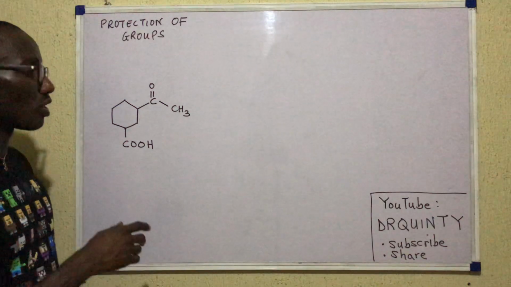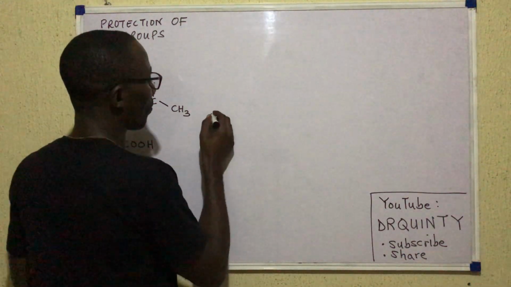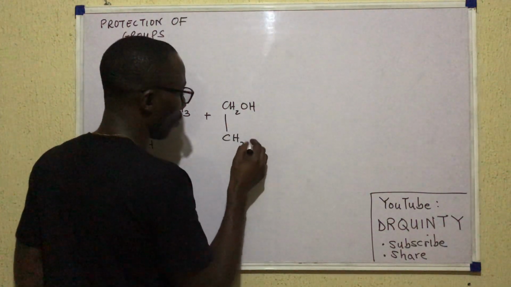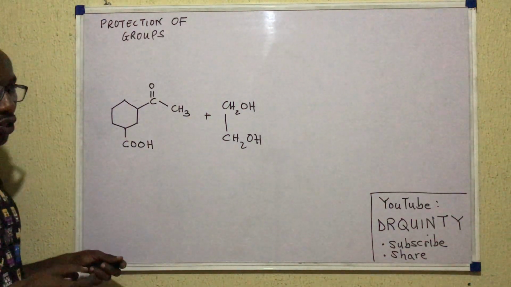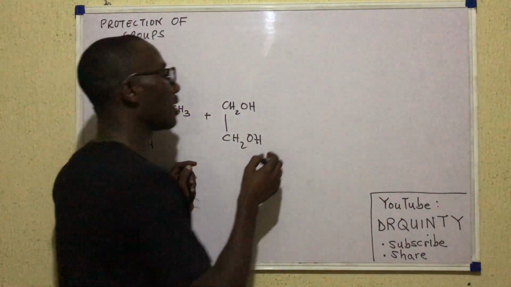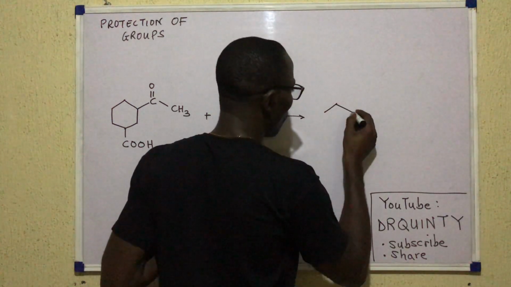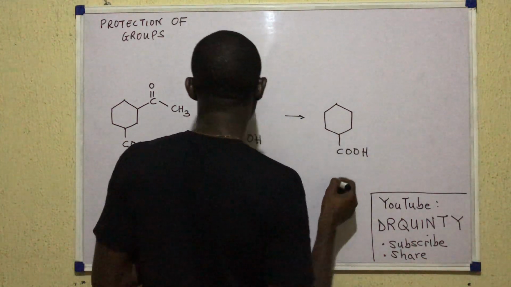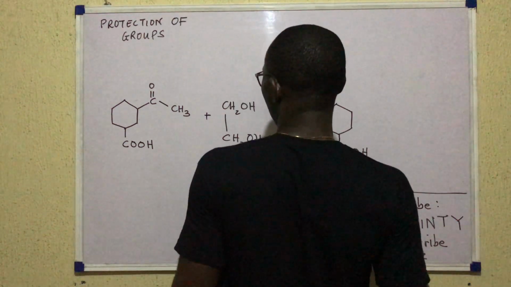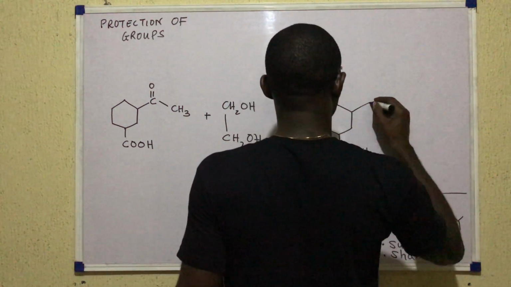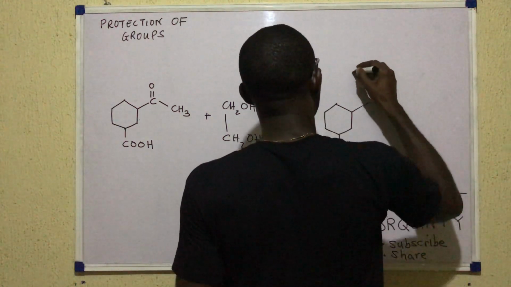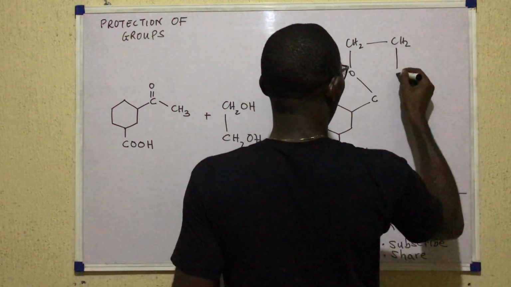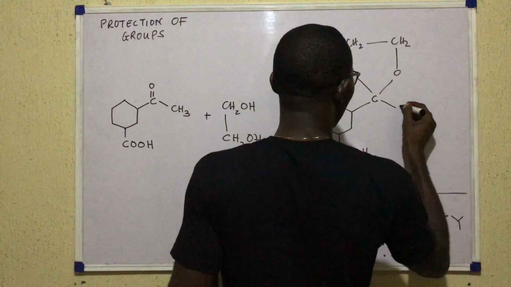So diols can be used. So if I were to bring a diol here, let's say we bring the simplest diol, we write it as CH2OH and then CH2OH. That's ethylene glycol or ethane 1,2-diol. If these were to react, I will get a substance called a ketal that looks like this. This is my ketal, so I have the COOH unaffected. And then on this side I'll have C, then O, CH2, CH2, O again, and C, then CH3.